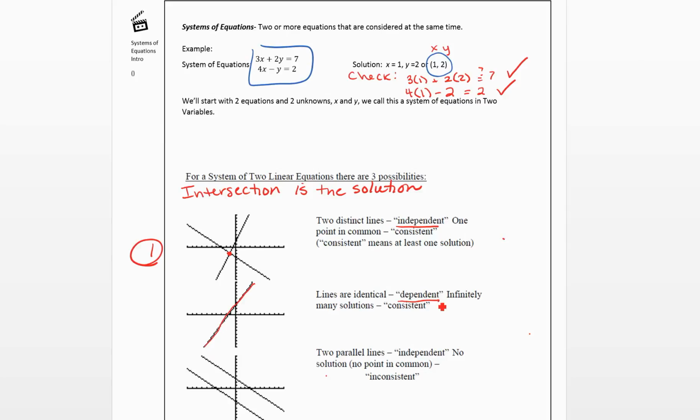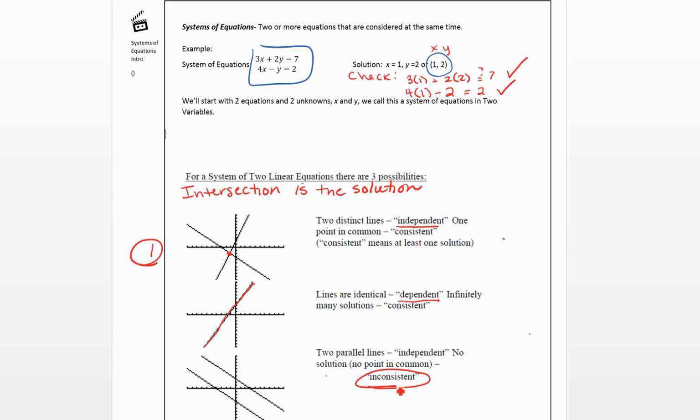And the third possibility for two lines is that they're parallel. And we know that parallel lines never intersect, and so they wouldn't have any solutions. And so when we don't have any solutions, it's called inconsistent. And you would just say no solution.